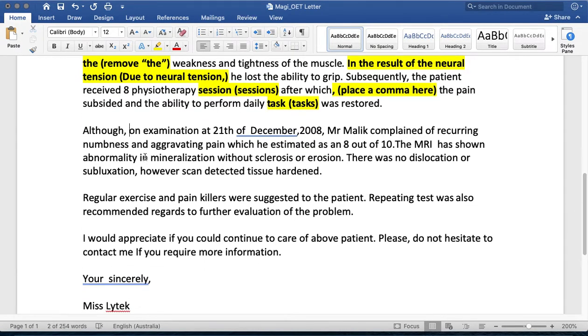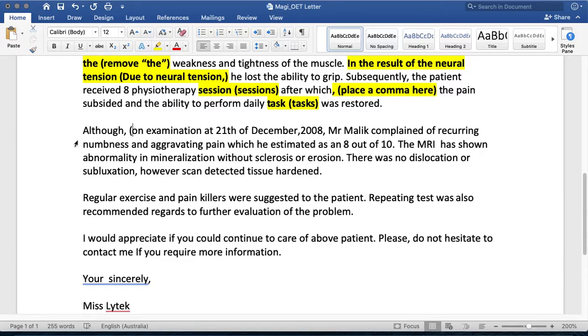Although on examination at 21st of December 2008, Mr. Malik complained of recurring numbness and aggravating pain, which he estimated as an 8 out of 10. All right, we need to leave a space here. All right, here as well. She used a couple of spaces, so we got to be really careful on that. Although, whenever you use although, we don't need a comma. That's the first thing. Although is not the connecting phrase between two sentences, but it is the connecting phrase to link two parts of the same sentence. So you don't need to place a comma here.